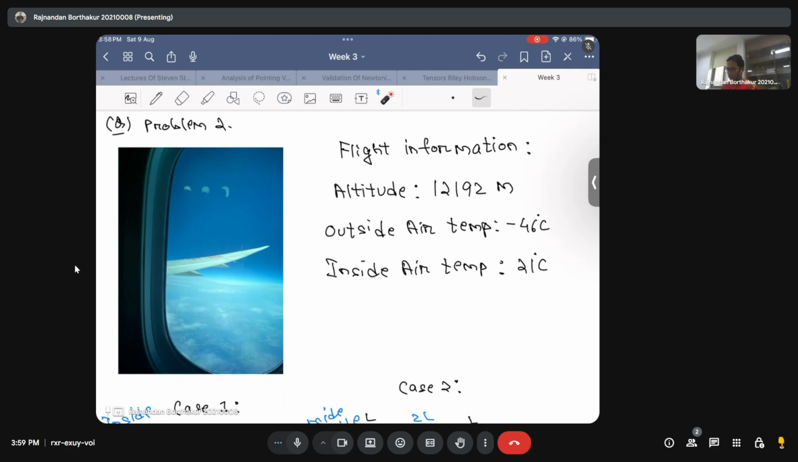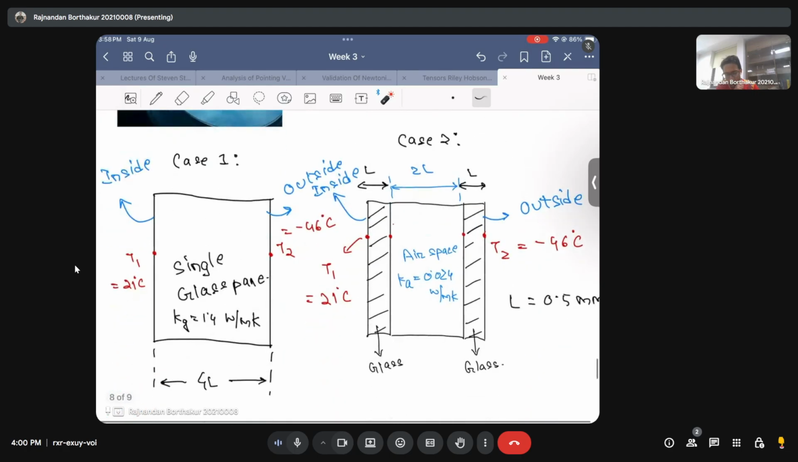Okay, sorry for the interruption. So as I said, we will try to figure out why this kind of configuration of airplane windows is essential for minimizing the heat loss. For that, we'll compare two cases. One, when there is just a single glass pane present between the inside of the aircraft and the ambient temperature.